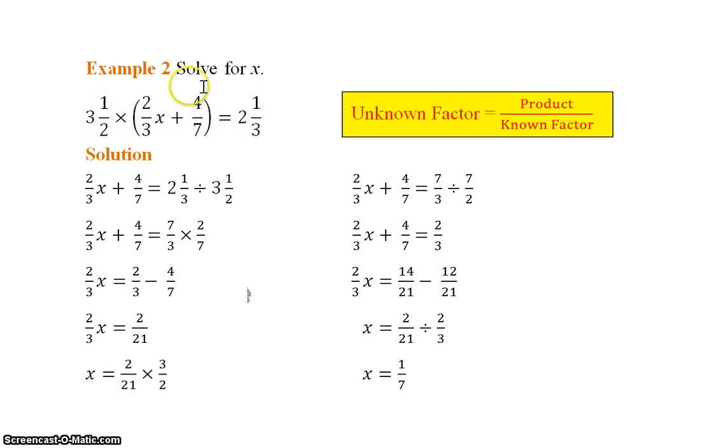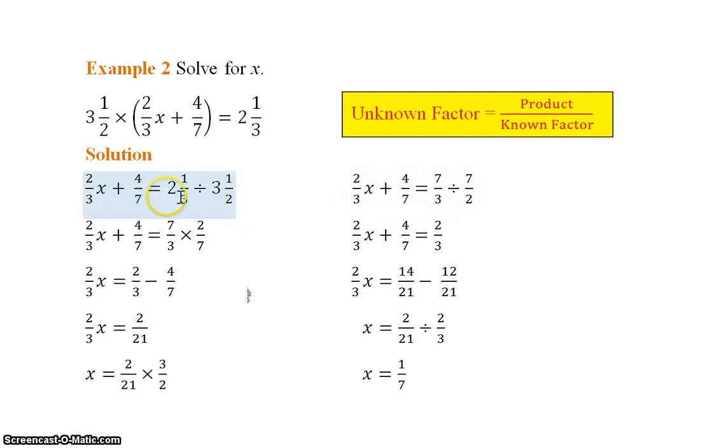To find the unknown factor, we must divide the product by the known factor. So we can rewrite this equation the following way. 2/3 x plus 4/7, it is the unknown factor, equals the product 2 1/3 divided by the known factor 3 1/2. So we applied this rule: unknown factor equals product divided by known factor.